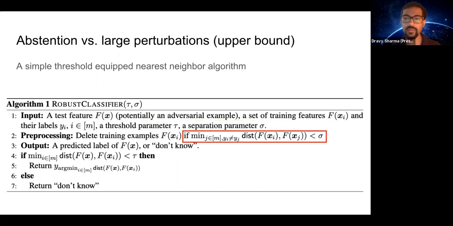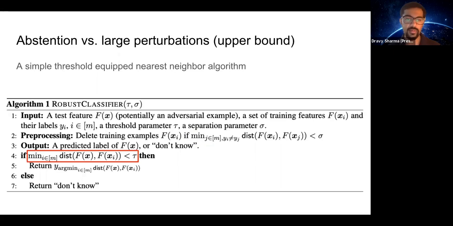So what's the separation parameter? Basically we delete training examples which are noisy. So in the sense that if you are very close to a point from a different label, we just delete it. So for example, points which are close to a boundary, or where 2 classes are very close to each other, or they're just noisy examples. So you would just delete them.